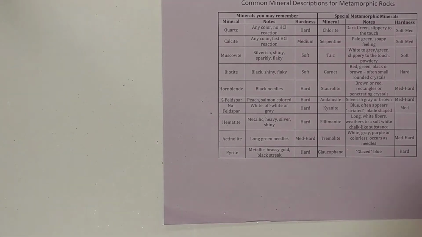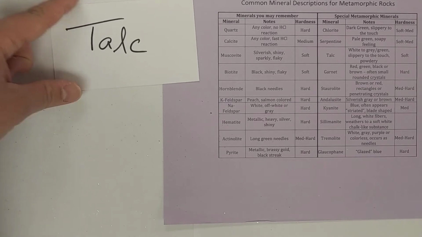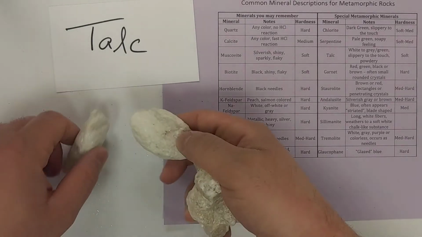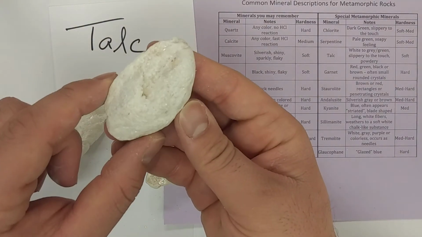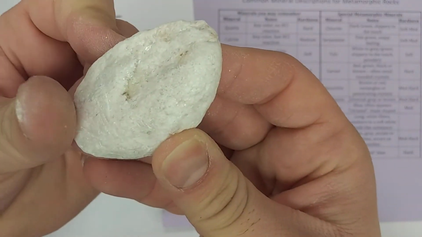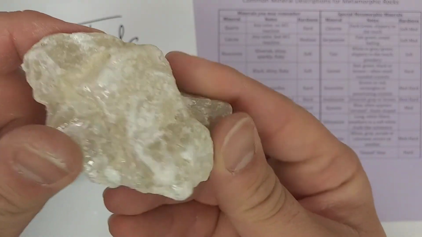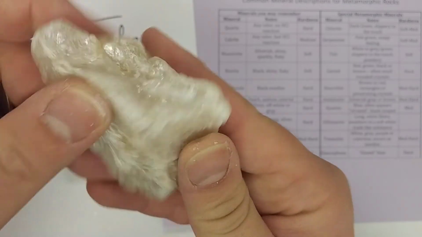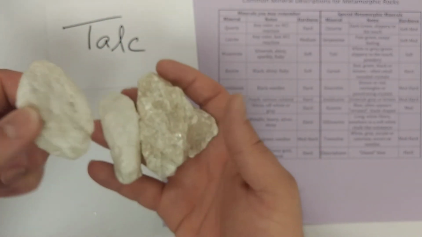Talc is another soft mineral that is found in metamorphic rocks, usually in schist form. In this case, I have white talc, but it could be other colors as well. This is more of the fine and powdery talc. You can scratch it easily with your fingernail, leaves a white powder. This is more of the crystalline version of talc, but also soft. And yes, that's what they make talcum powder out of, baby powder.